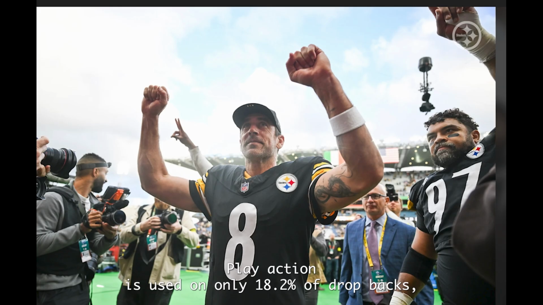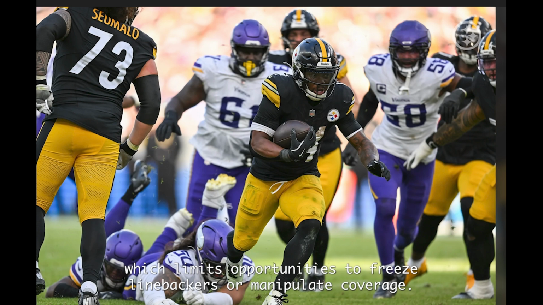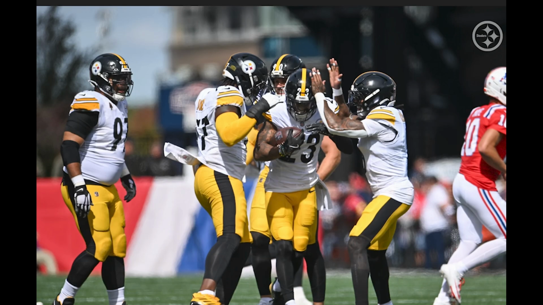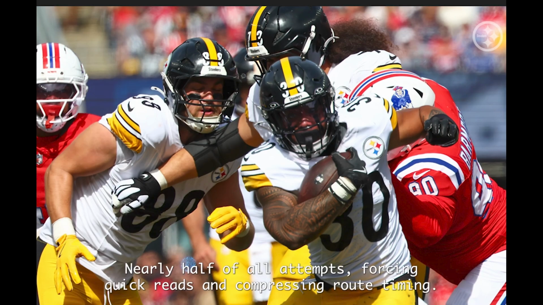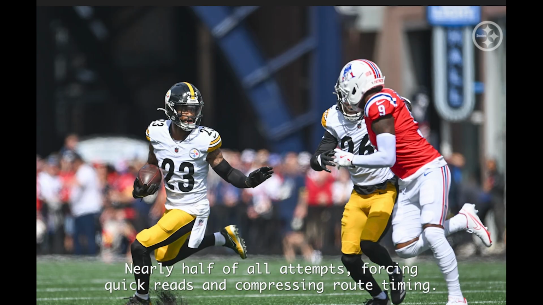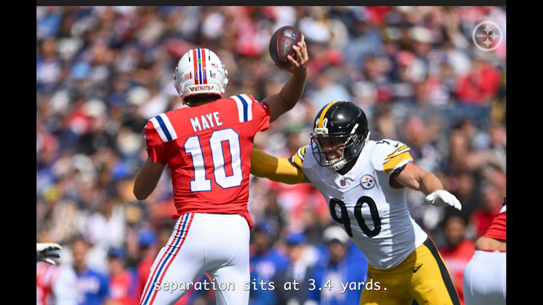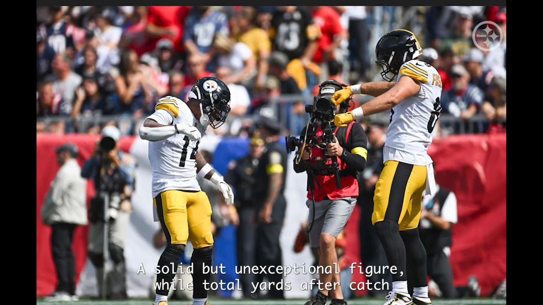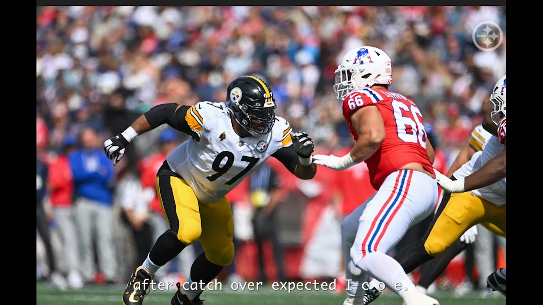Play action is used on only 18.2% of dropbacks, which limits opportunities to freeze linebackers or manipulate coverage. Defenses, recognizing this, have blitzed on 45.5% of passing plays, nearly half of all attempts, forcing quick reads and compressing route timing. Average receiver separation sits at 3.4 yards, a solid but unexceptional figure, while total yards after catch (YAC) reach 79, with a negative 12 yards after catch over expected (YACOE).